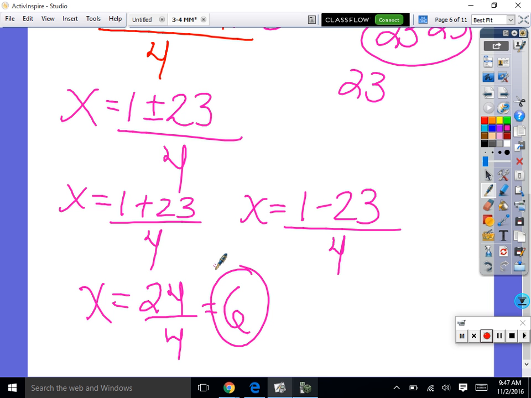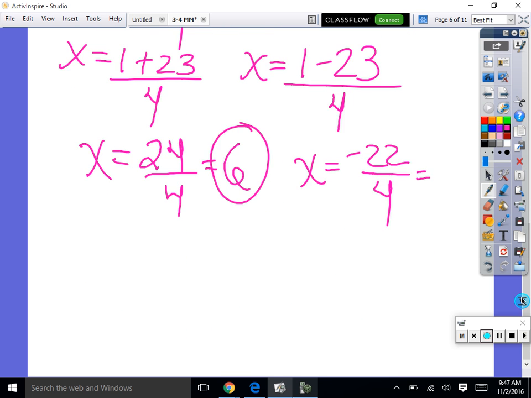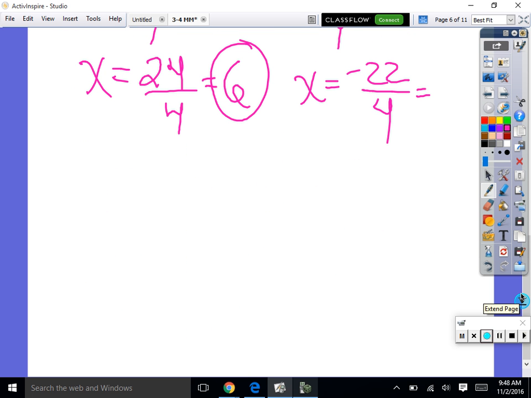There's one of our answers. 1 minus 23 is negative 22 over 4. Now I want you all to take your calculator and do negative 22 divided by 4. What do you get? Okay, 5.5. Now I want the simplified fraction. So hit the math key on your calculator, math, and hit enter, enter.